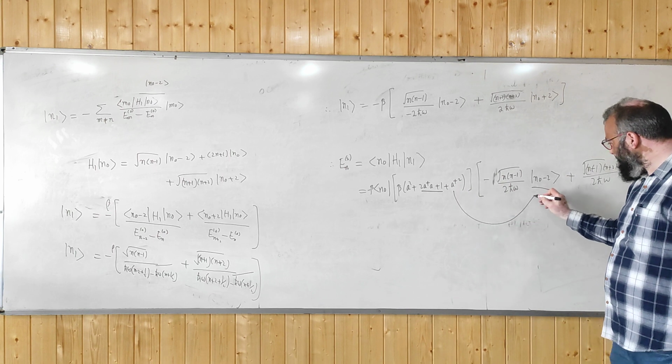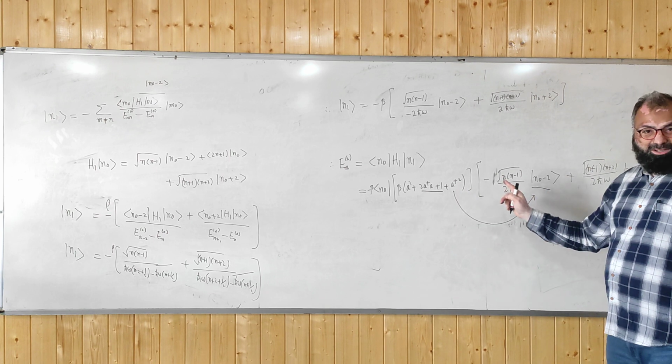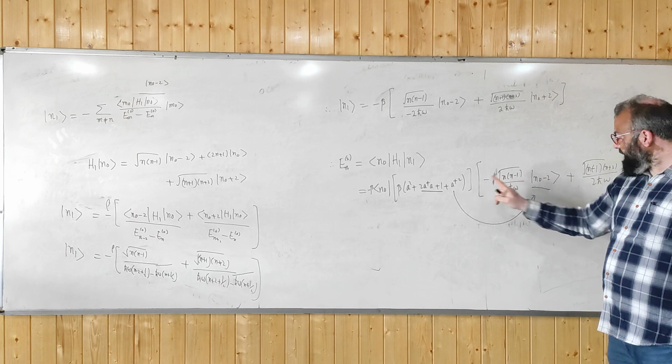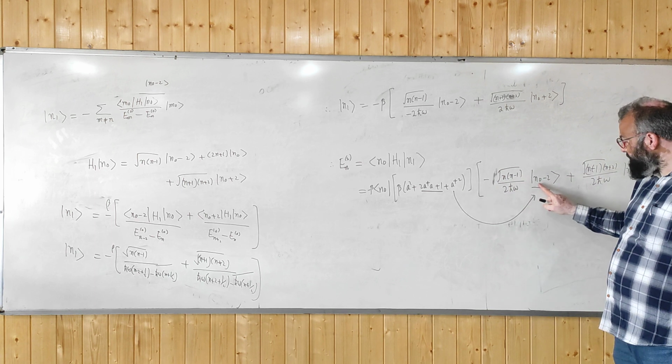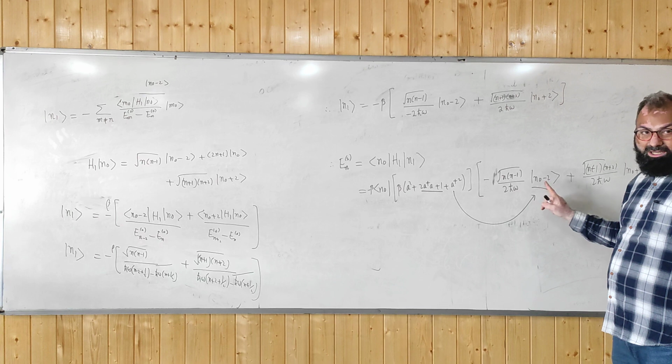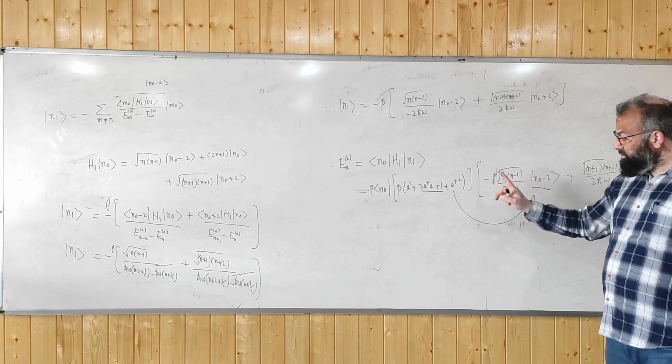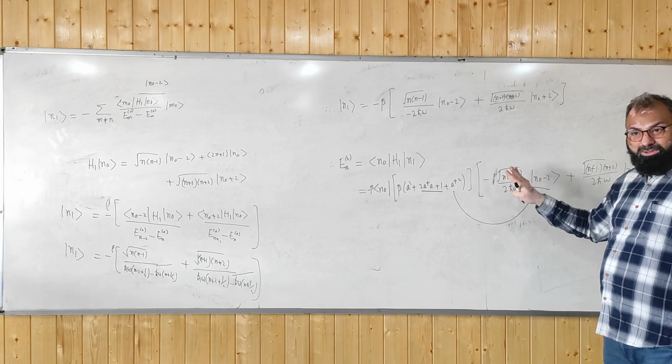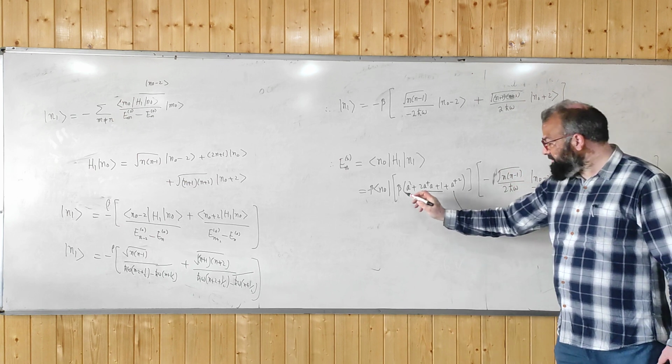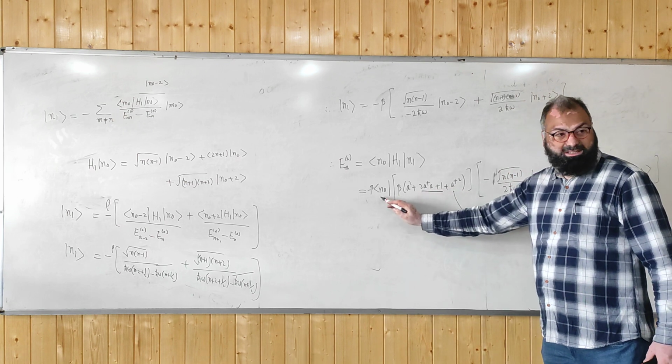When a dagger square acts on this thing, forget about the constant. A dagger will increase the level here. So a dagger acting on n naught minus 2 will first give n naught minus 1, then acting again with a dagger, it will go to n naught. Clear? So that means this will give you the non-zero term with this n naught.